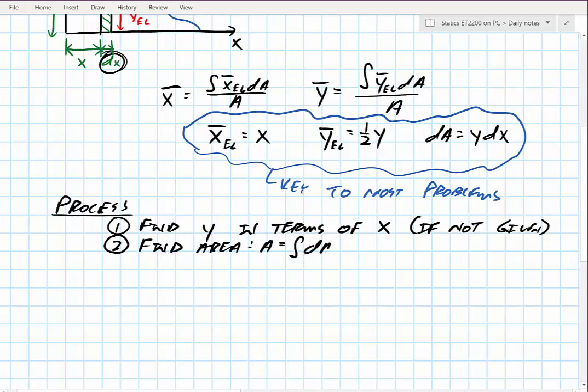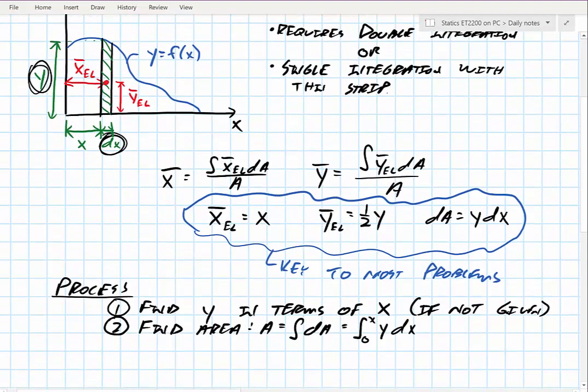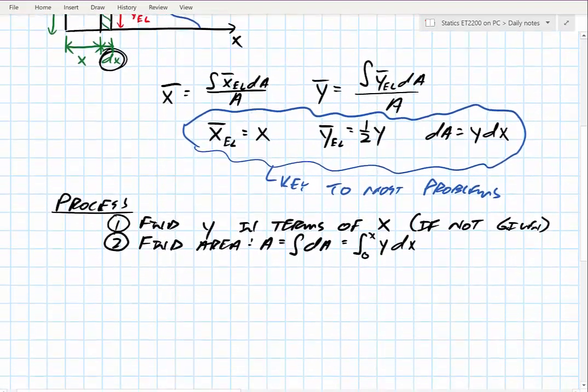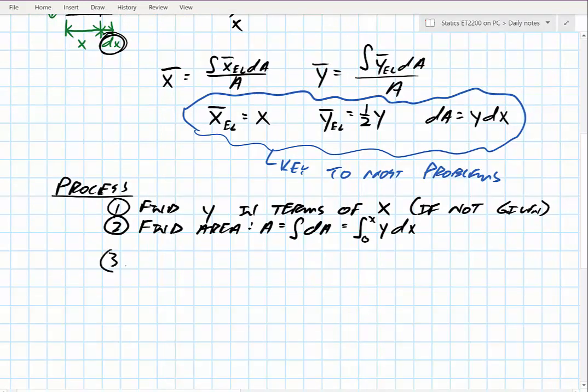So we know the area is the integral of dA, or we can say it's the integral from 0 to x of y dx. Basic integration, just the whole thing. After you find that y, just integrate it. The third step, giving myself a little room, is you want to find the integral of this x bar element dA. What I can say, based on what I just drew up here in this little blue cloud, is that x bar element is basically x.